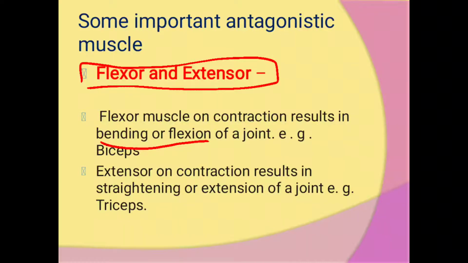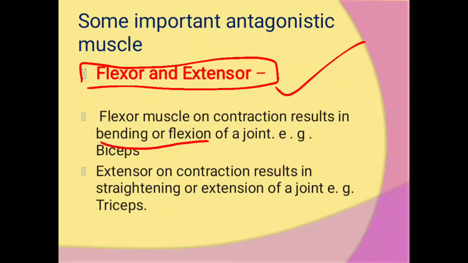In the examination they can ask you a question: write down an example of antagonistic muscles. So you can write flexor and extensor. Flexor is important for contraction, that means it is very important for bending or flexion of a joint. And extensor is very important for straightening or extension of a joint, that is the triceps.